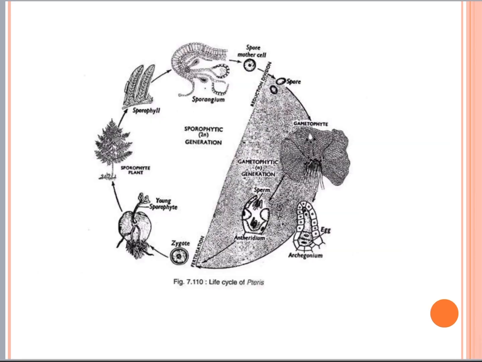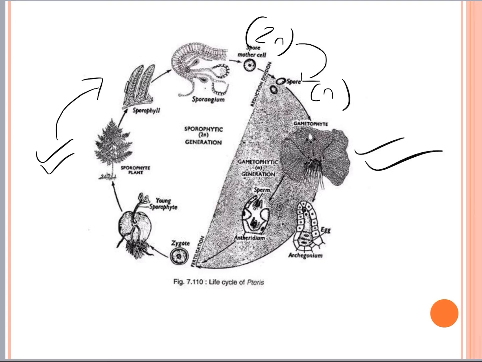If you look at the life cycle, first we see the sporophytic plant, then the sporophyll. A single leaf bearing the spores is known as a sporophyll. Then we have the structure of a sporangium, and a mature sporangium has a spore mother cell, which is a 2n structure. It undergoes meiosis and forms spores, which are haploid. The spores, after landing on a suitable substratum, germinate and form the gametophyte. The gametophyte of Pteris is monoecious, having both the archegonium and the antheridium.